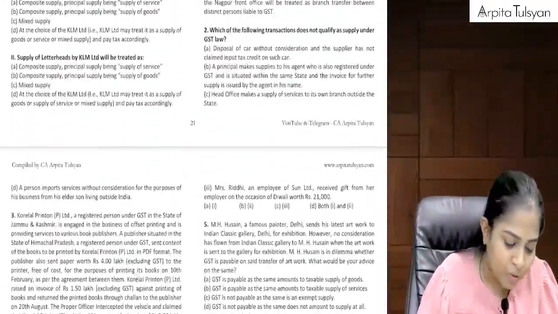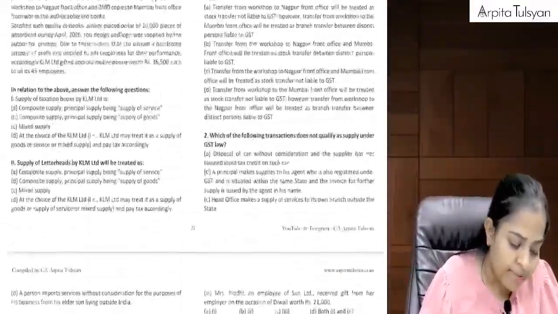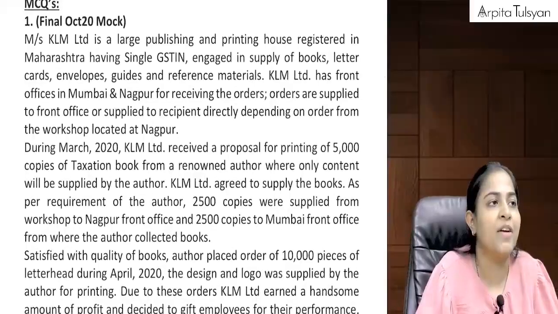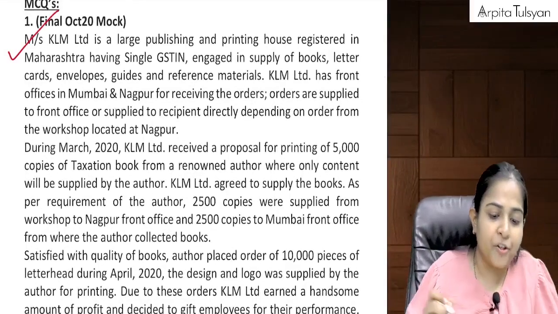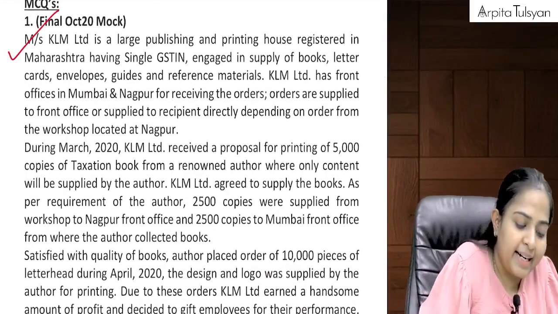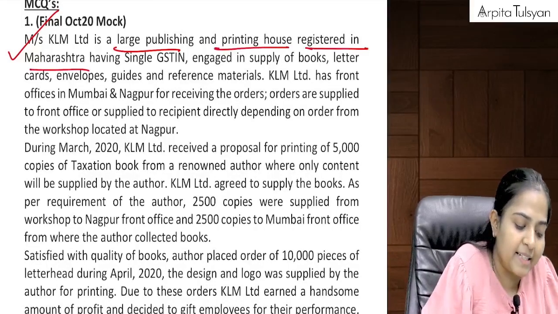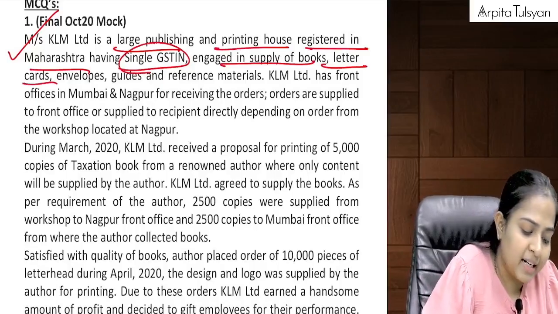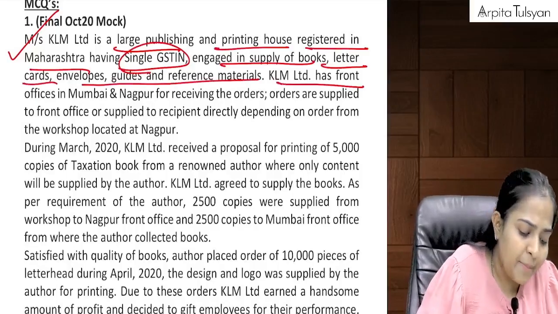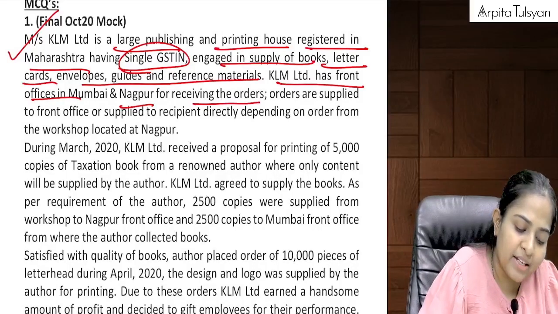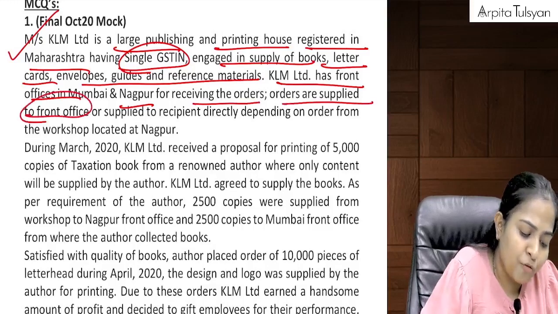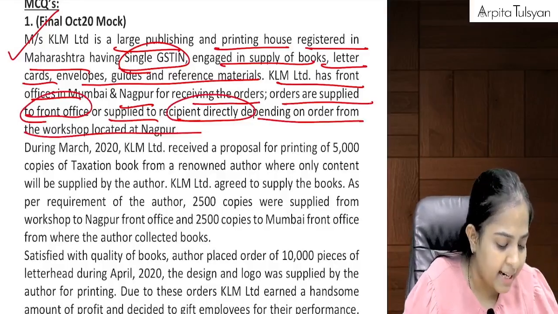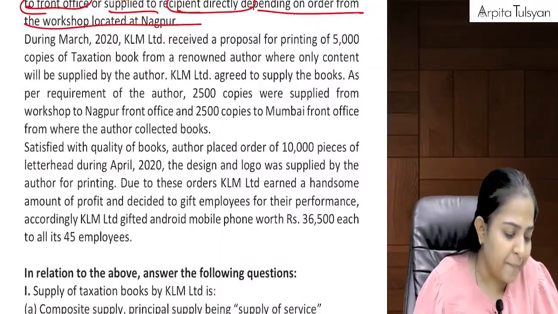Okay, MCQs. We'll do the MCQs here, everyone. Let's try the MCQs. Case study based MCQ is there, na? That's why we are doing it here. Starting with the first one. Messrs KLM Limited is a large publishing and printing house registered in Maharashtra having single GSTIN, engaged in supply of books, letter, cards, envelope, etc. KLM has front office in Mumbai and Nagpur for receiving the orders, and orders are supplied to front office or supplied to recipient directly depending on the order from the workshop located at Nagpur. So it is a printing press basically.